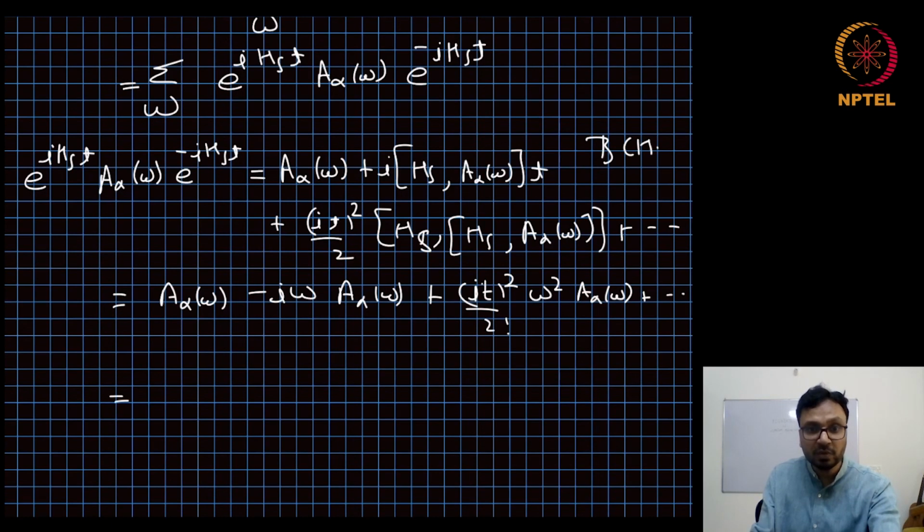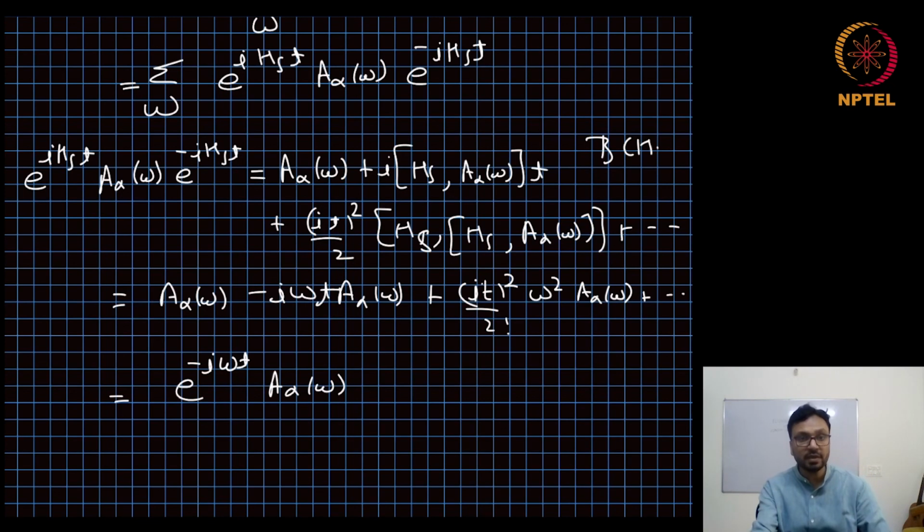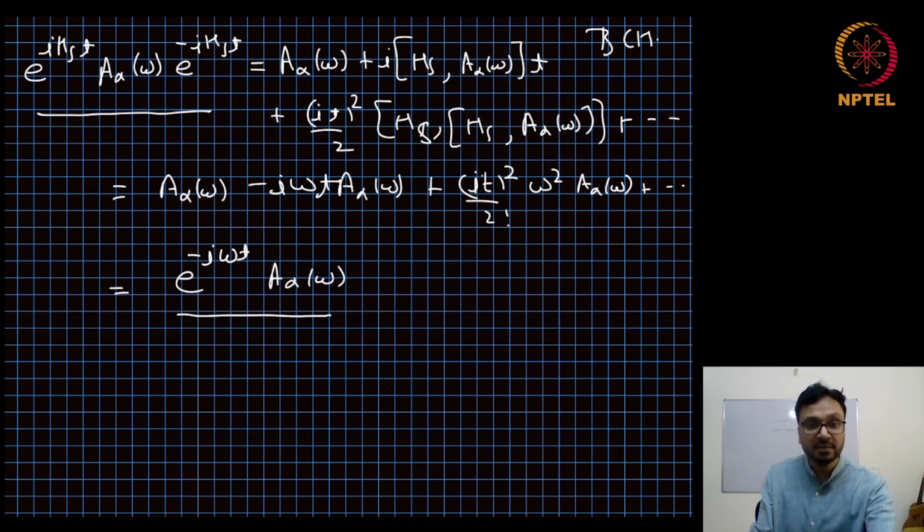We combine it all, it becomes exponential of minus i omega t times A alpha of omega. So this complicated expression can be written in terms of exponential of minus i omega t, A alpha of omega. Hence A alpha of t is the sum over omega of exponential of minus i omega t, A alpha of omega.